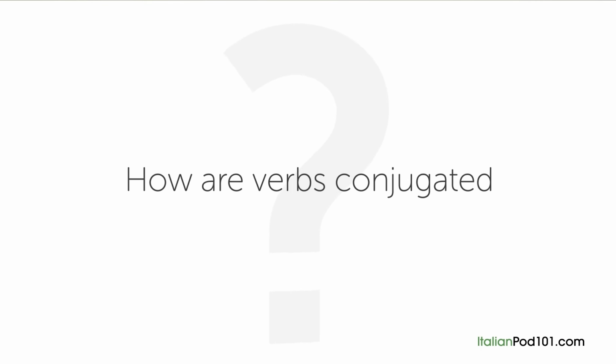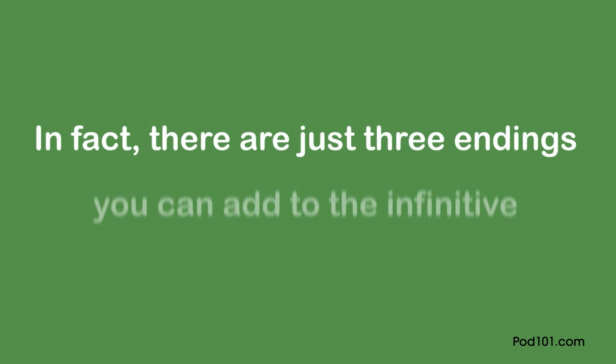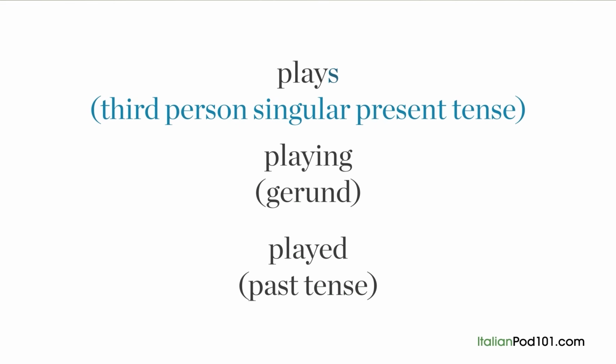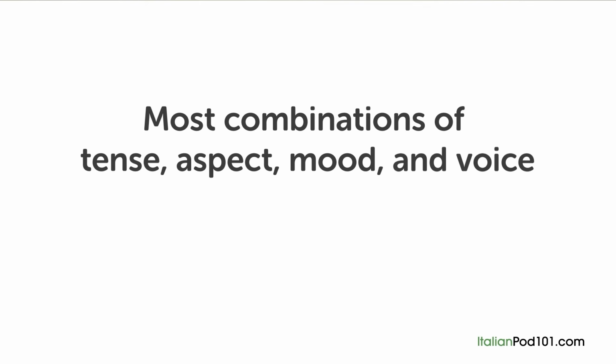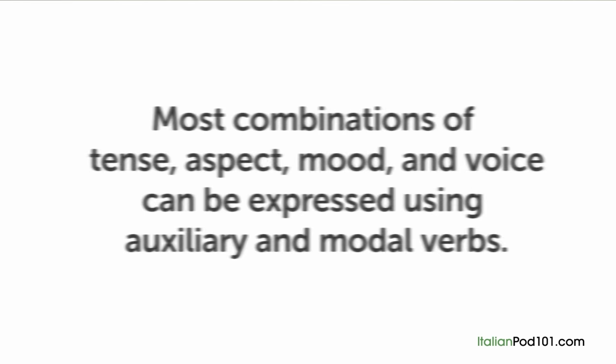The question for this lesson is, how are verbs conjugated? English verbs are not heavily inflected. In fact, there are just 3 endings you can add to the infinitive of regular verbs. S for the third person singular present tense, for example, plays. Ing for the gerund, playing, and ed for the past tense, played. Most combinations of tense, aspect, mood, and voice can be expressed using auxiliary and modal verbs.